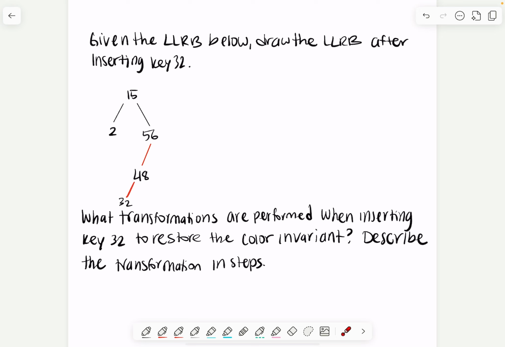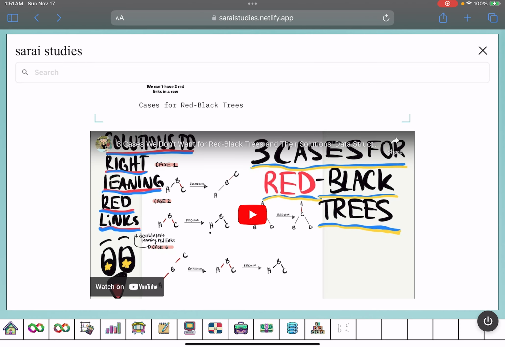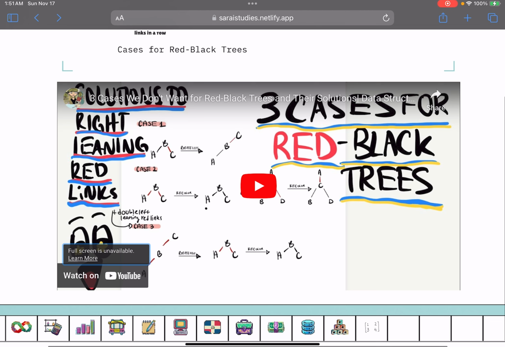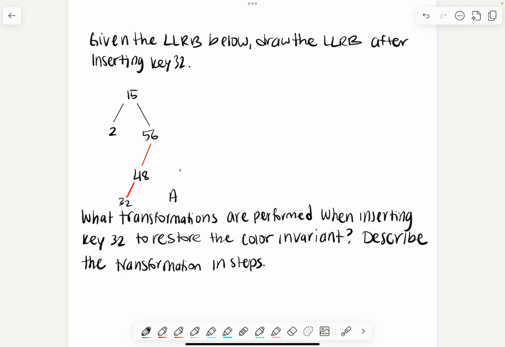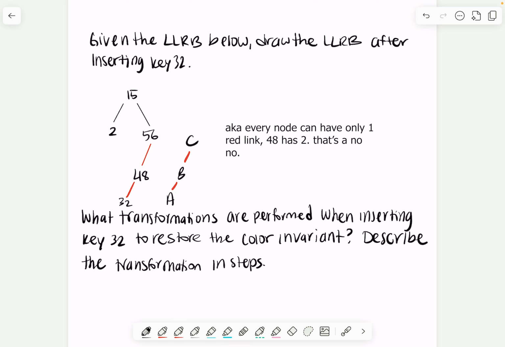But then the issue is that we can't ever have two red links next to each other like that. So if you go back to the video where I introduced the 3 cases that you're ever going to have when inserting into a tree, this is case 3, where you have A, B, and C, and they're separated by 2 red links. We can't have that. So what's the solution? Well, you would just have to remember another case.